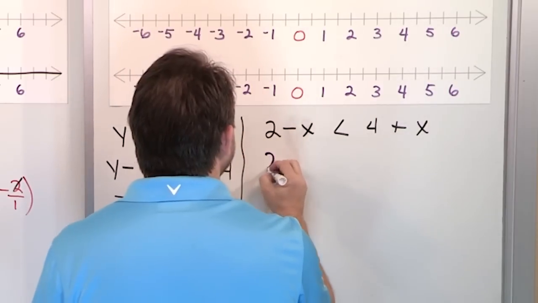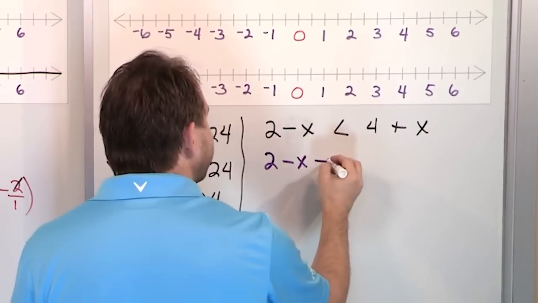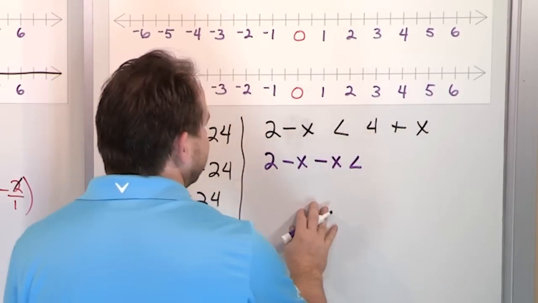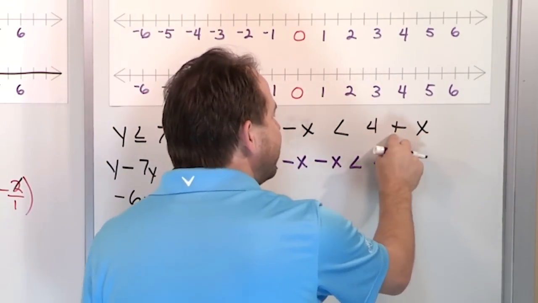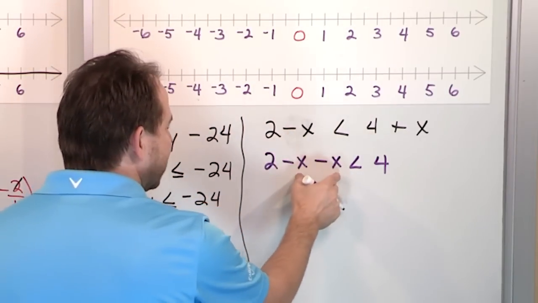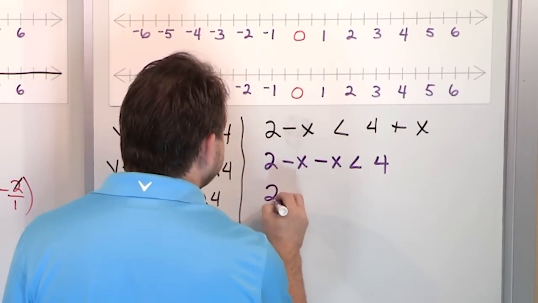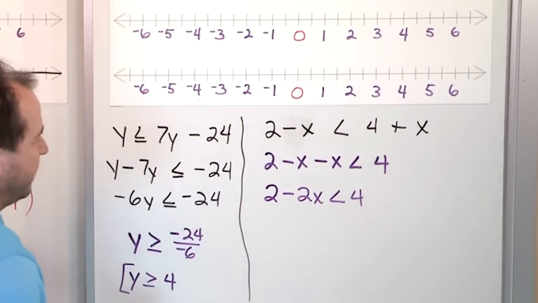So what do we have? 2 minus x from here, but we're going to subtract x, so we'll have another minus x, then we'll have the less than sign, then we'll have a 4. When we subtract x from the right, then this becomes 0 because x minus x is 0. We subtract x from the left, we have written it out here, and then the next step we'll say it's minus 2x less than 4, just like this.